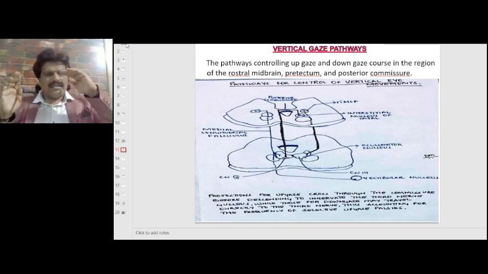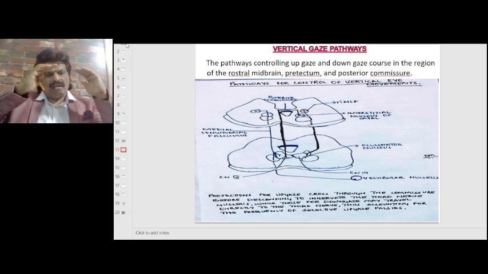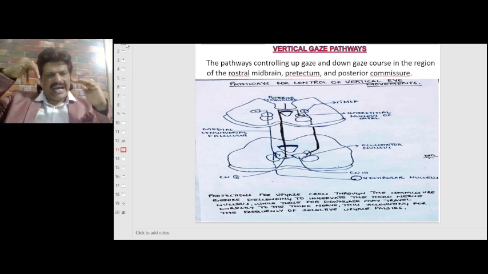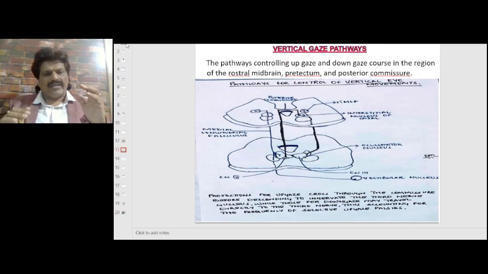Projections for up gaze cross to the commissure before descending to innervate the third nerve nucleus, while those for the down gaze may travel directly to the third nerve, thus accounting for the frequency of selective up gaze palsies. The up gaze fibers cross over to the opposite side and then descend, whereas down gaze fibers descend straight away. So any lesion impinging on the top of the midbrain, like a lesion on the posterior commissure, pineal gland tumor, Parinaud syndrome, affects the crossing up gaze fibers but not the descending fibers, so they'll have up gaze palsies.